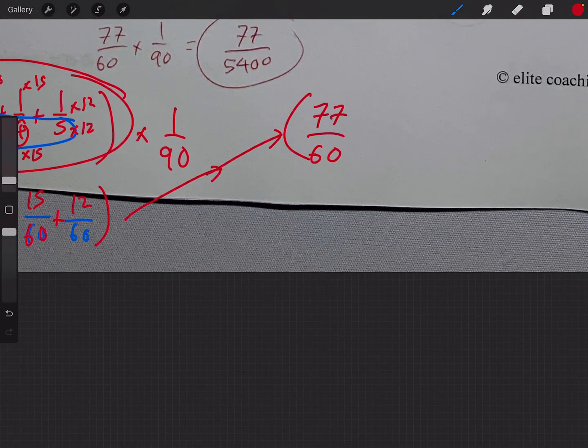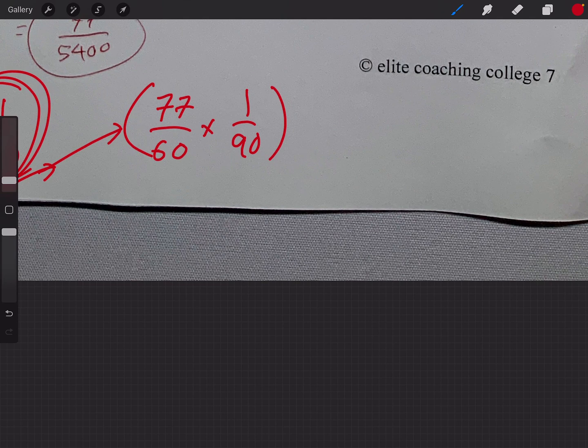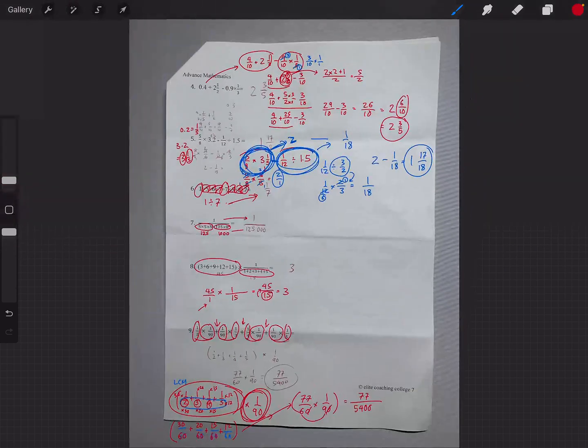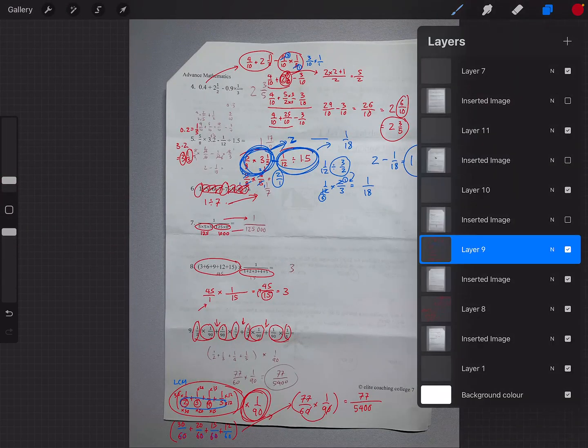But now we have to do the last step, which is times it by 1 on 90. So times that by 1 over 90. Now in this case, we can't simplify anything, so just multiply it across. 77 over 60 times 90. 6 times 9 is 54. And you got 2 zeros here, so we put 2 zeros here. Done and dusted. Okay, moving on to the next page.